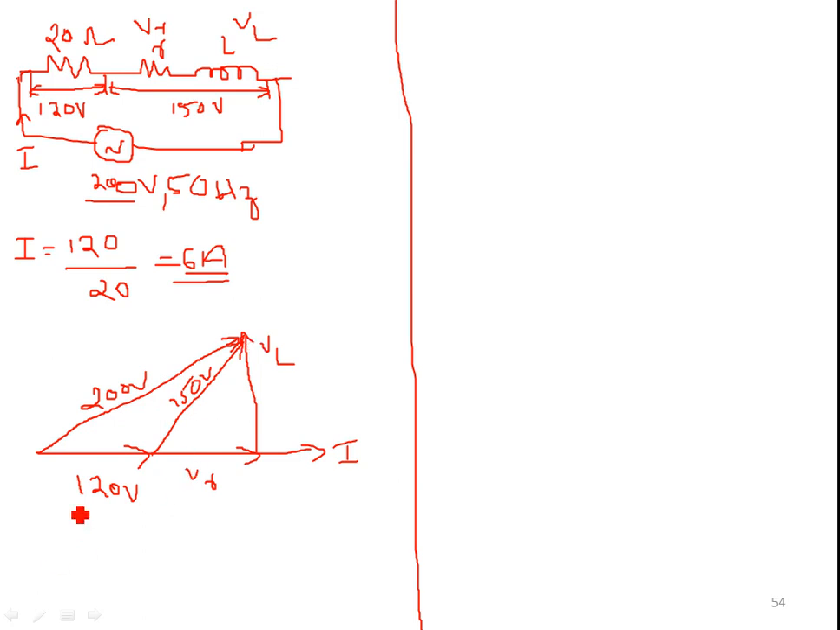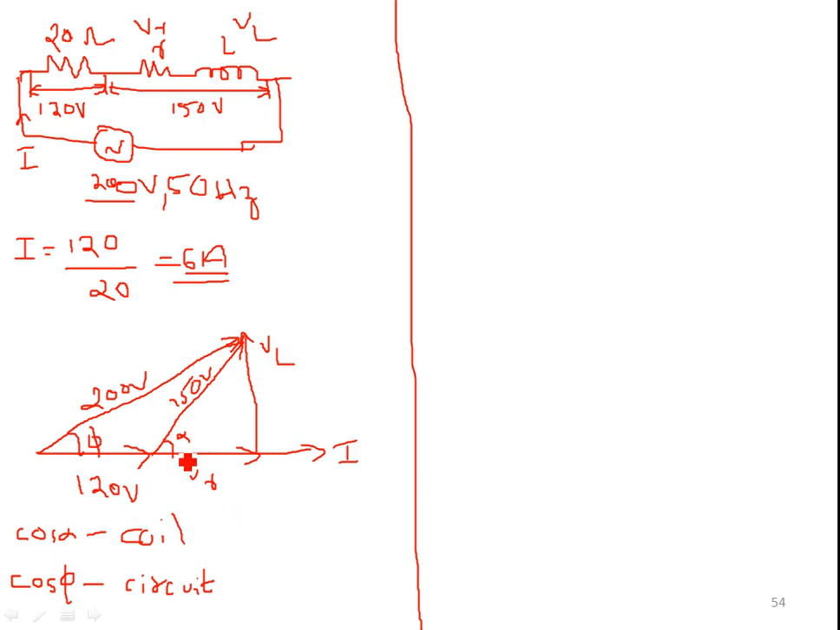Now here I will mark two angles. This is the first angle, let it be alpha. This is the second angle. Cos alpha is the power factor of the coil. Cos phi is the power factor of the entire circuit. Why? Alpha is related to VR and VL only, whereas phi is related to the 120 volt as well as VR and VL.